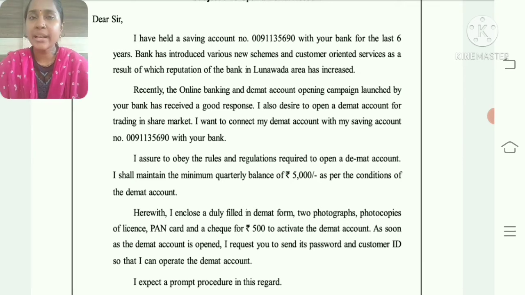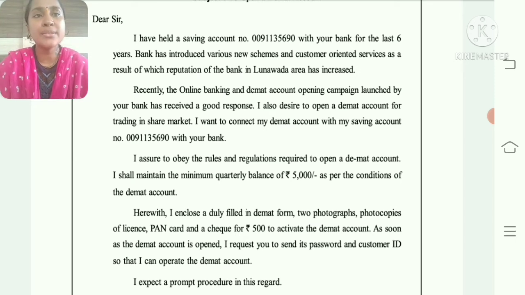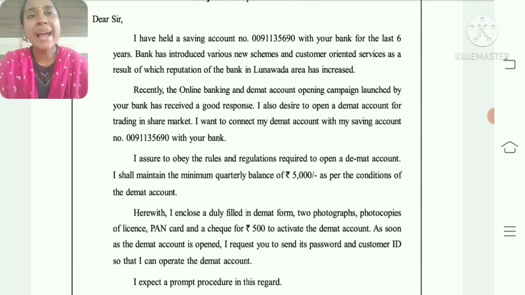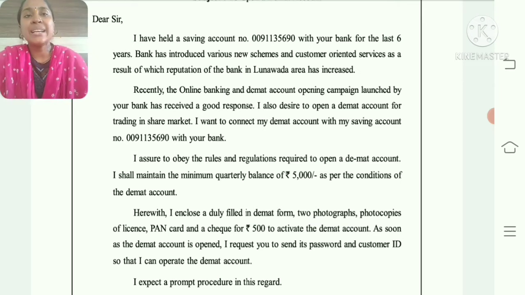Now one paragraph we will see in a very detailed manner. I am going to read it out, listen carefully. I have held a saving account number 00911356690 with your bank for the last 6 years. Bank has introduced various new schemes and customer-oriented services, as a result of which the reputation of the bank in Lunawada area has increased. So who is that person? Manoj B. Dave.